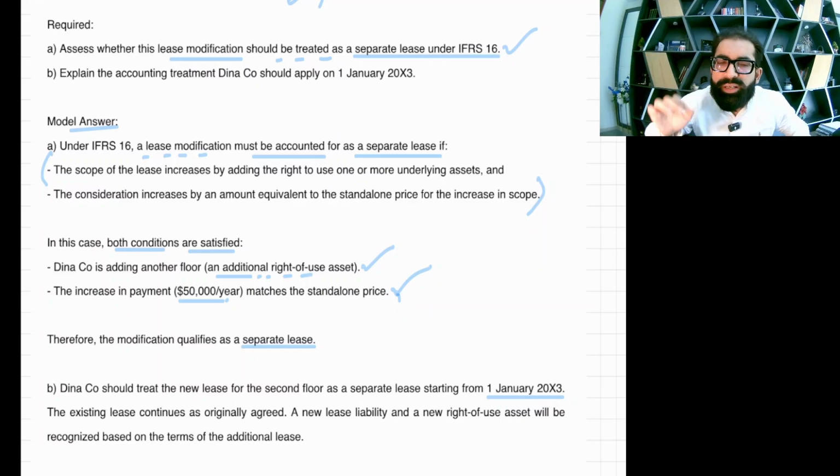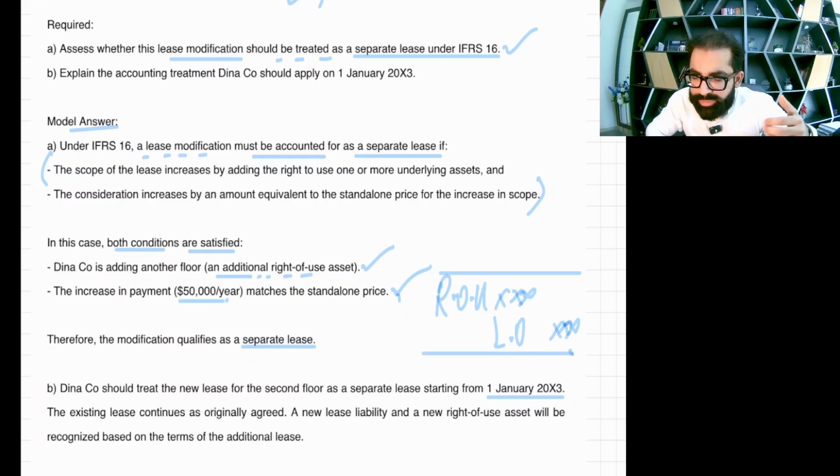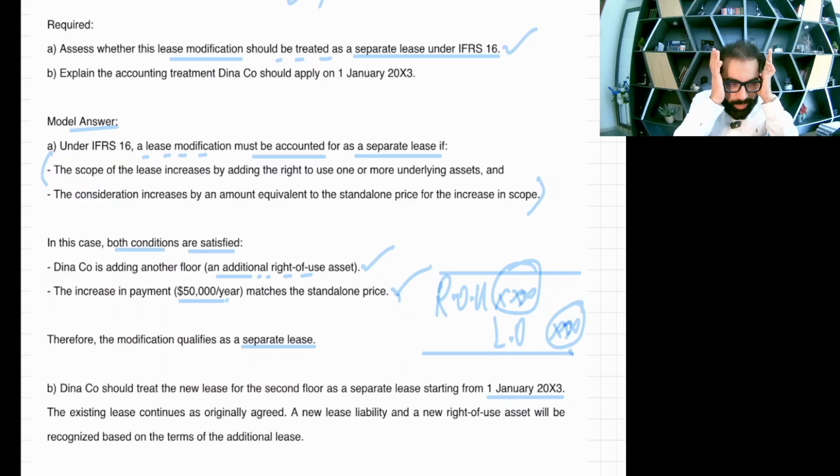And what about the new lease? On 1st January X3 they will calculate the present value of the new cash flows, and they will make the entry. Remember this entry: ROU debit and lease liability credit. This ROU will be depreciated separately over 3 years. And for this new lease obligation there will be a separate lease amortization schedule. So total separate accounting will be there.